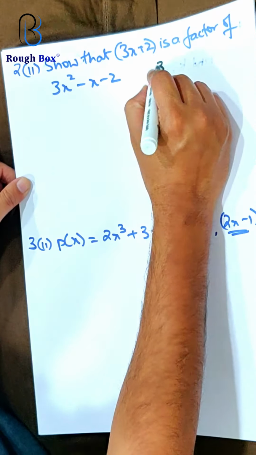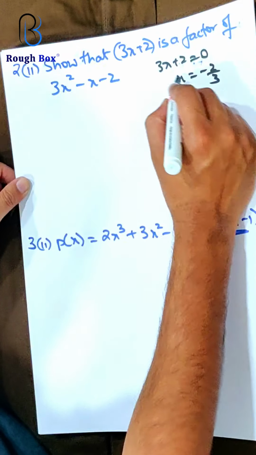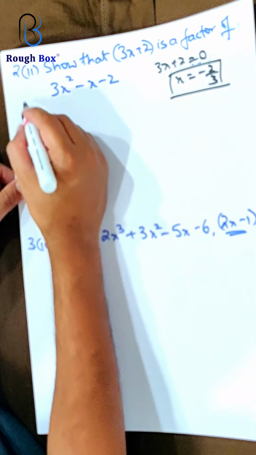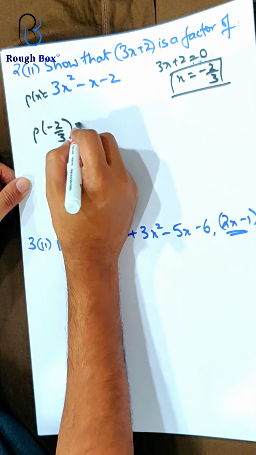You just prove it. So you say 3x plus 2 equals 0, so x is equal to minus 2 by 3. Now substitute that in this. So we call this p of x. So p of minus 2 by 3.